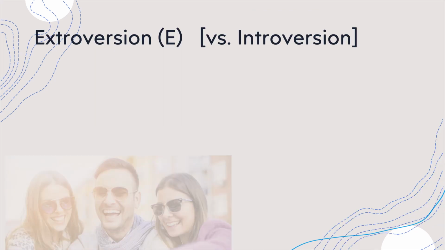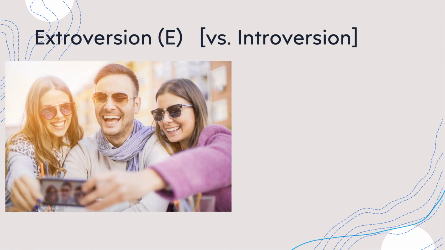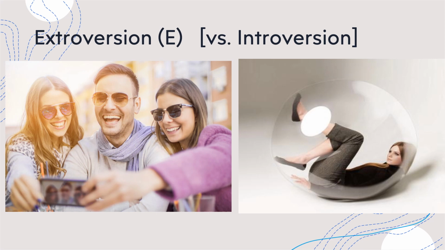So if we look at them individually, we'll look at an extrovert versus an introvert. You could see that an extrovert would maybe be outgoing, social, friendly. They would be the type that you would say would be the centre of a party. They would get everybody going.